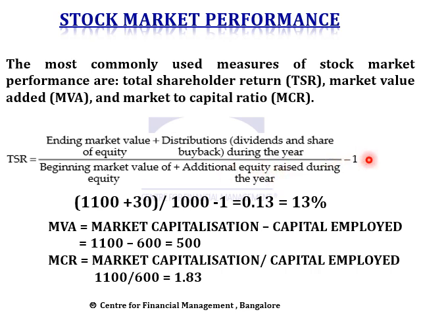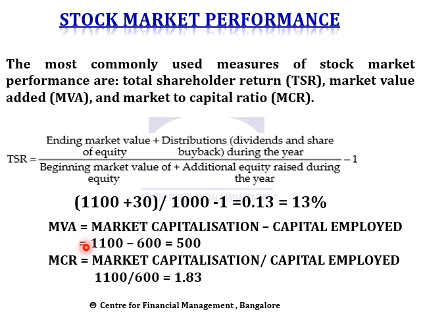1.13 minus 1 is 0.13. In percentage terms, it is 13%. The total shareholder return is expressed in percentage terms. In this case, it is 13%.